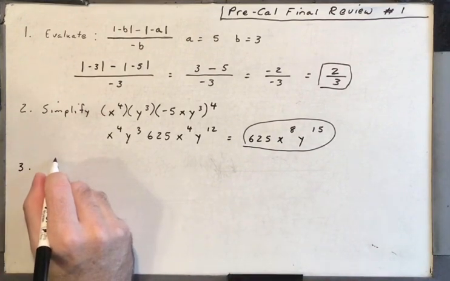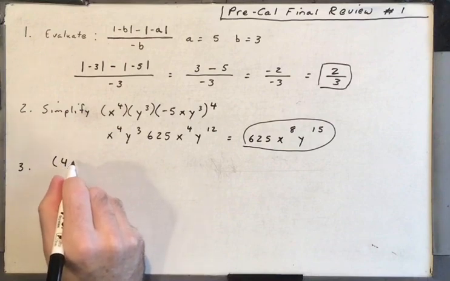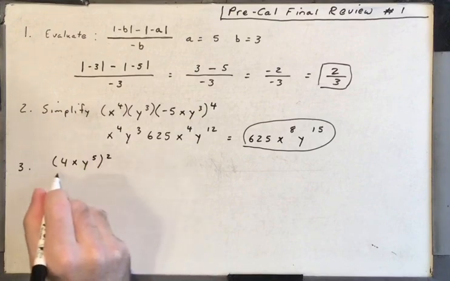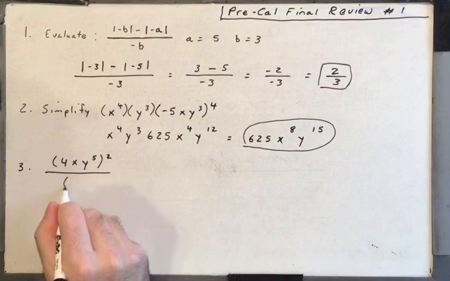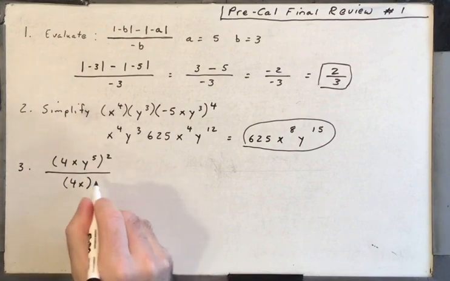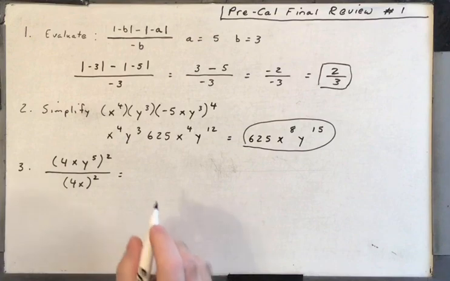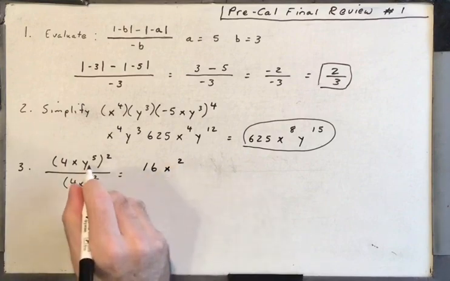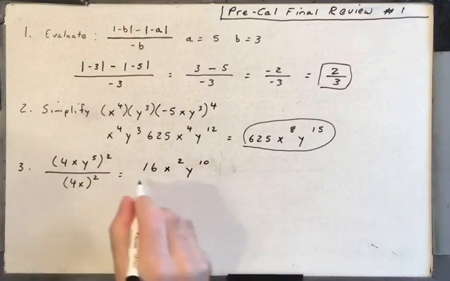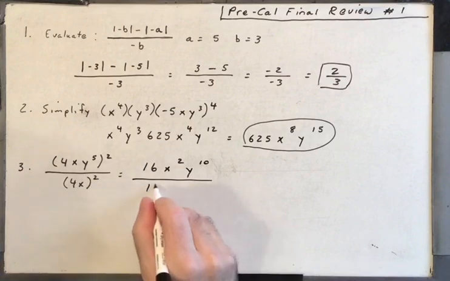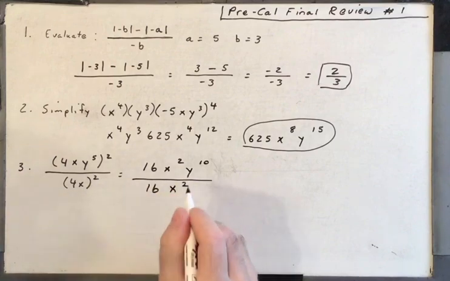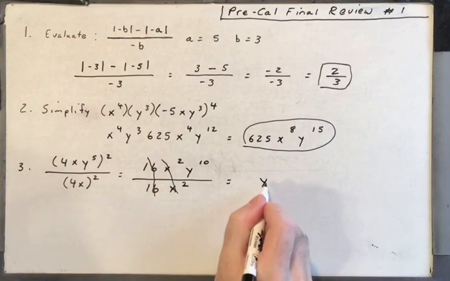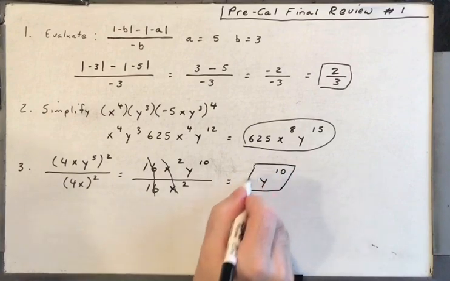Okay, number 3, we have a fraction here, 4xy to the 5th all squared over 4x all squared. Alright, so 4 squared is 16, x squared, y to the 5th squared would be y to the 10th. And then 4 squared, 16, and then x squared. So the 16s will cancel, the x squareds will cancel, and you're only left with y to the 10th.